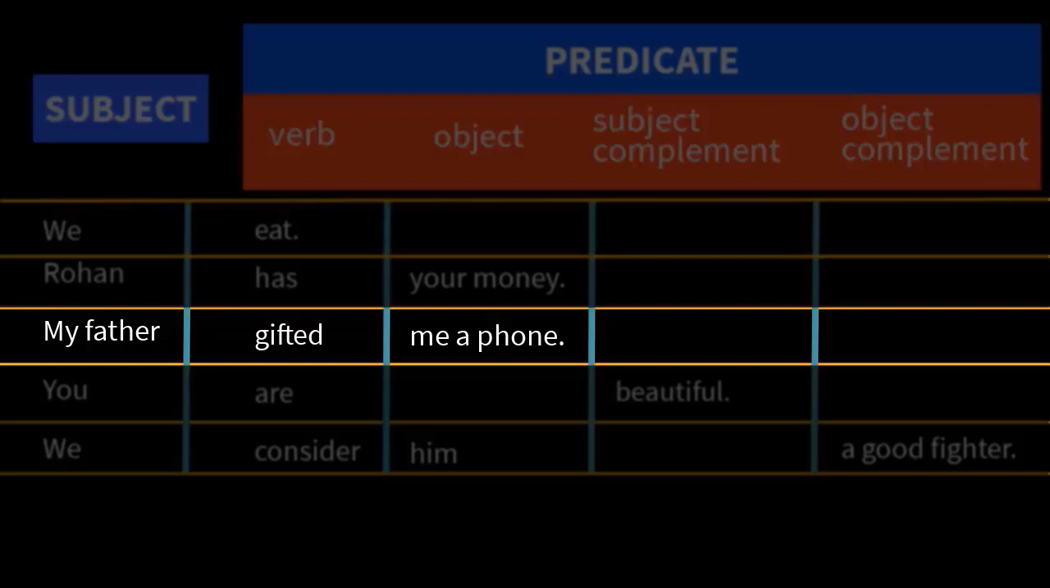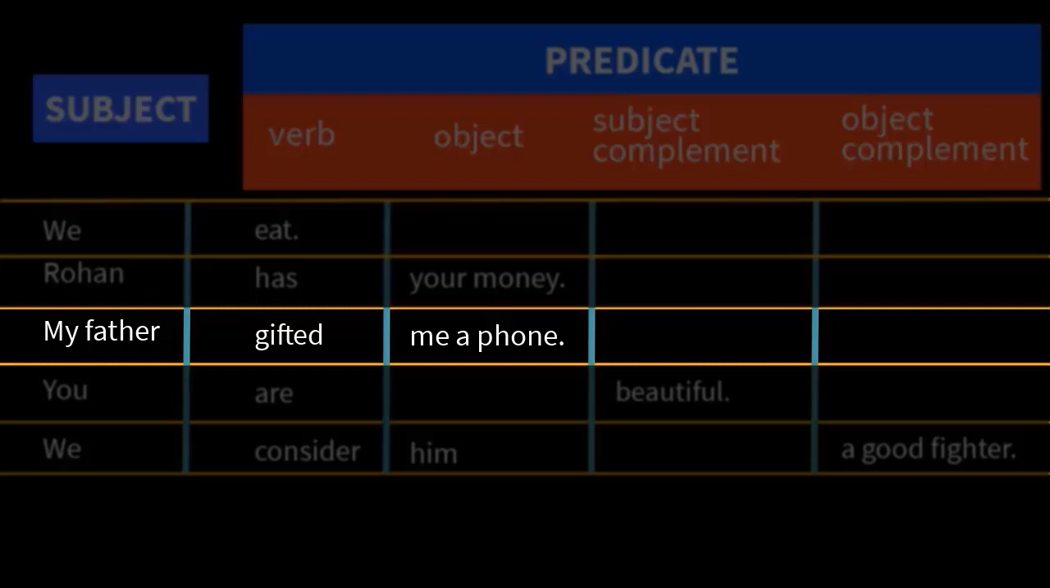So with some verbs, we have both the direct object and the indirect object. So here, a phone is the direct object and me is the indirect object. My father gifted what? A phone to whom? Me. So here, my father is the subject and gifted me a phone is the predicate, which has three things in it. Gifted, main verb, me, indirect object, a phone, direct object.